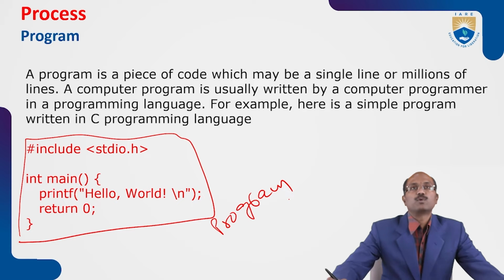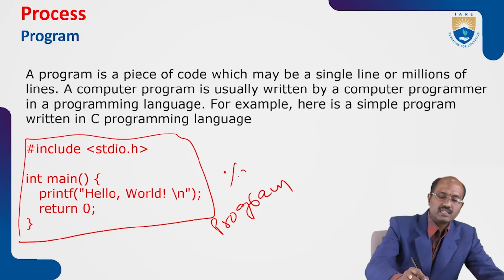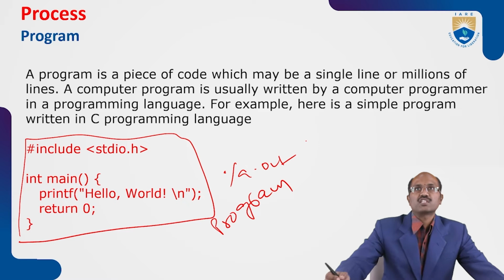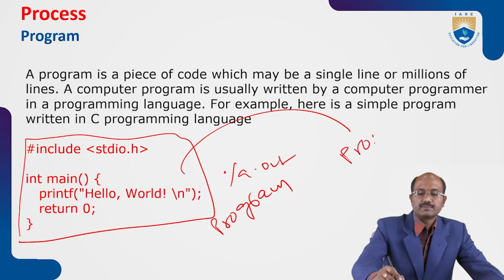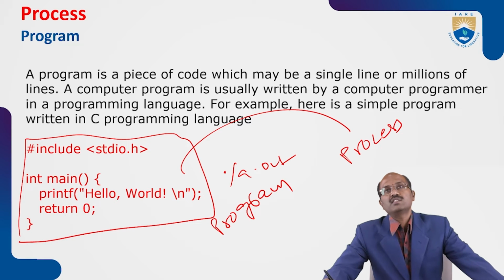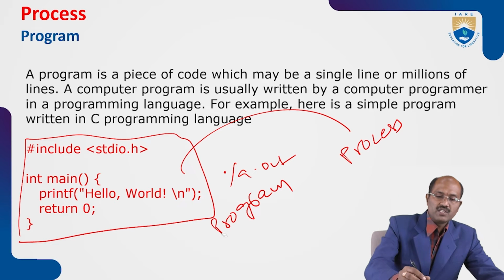Once this program has been saved, it is going to be run. Once you run this program with the instruction ./a.out, or any such instruction, this program becomes the process. That's why, whether a program has one line, two lines, or millions of lines, once it is started for execution, that program becomes a process. So that is the main intention here.